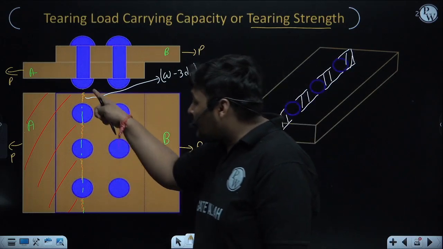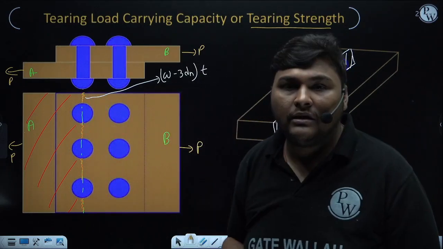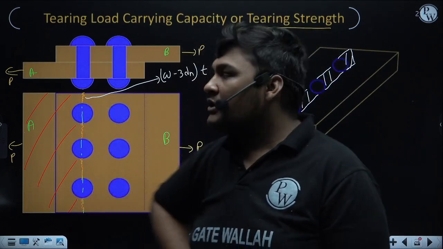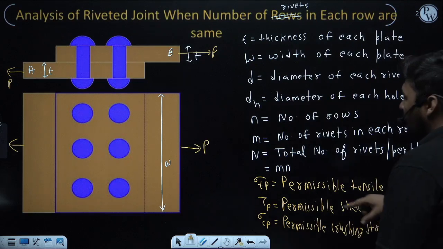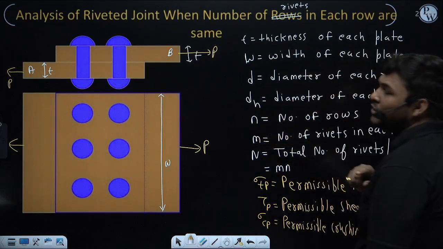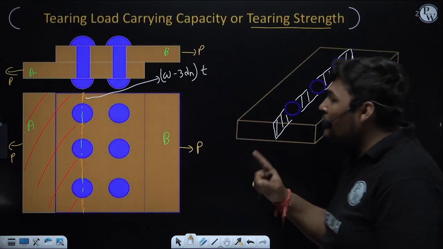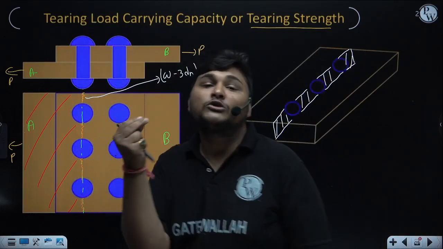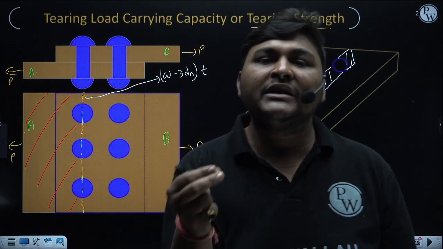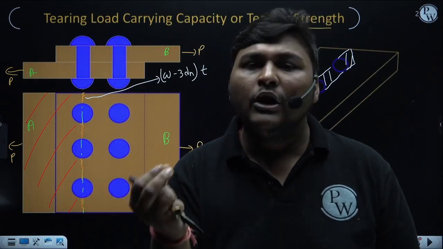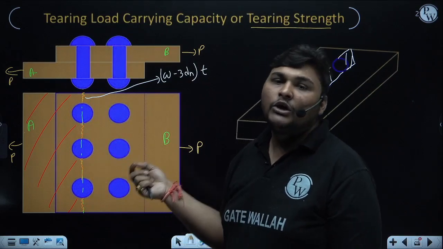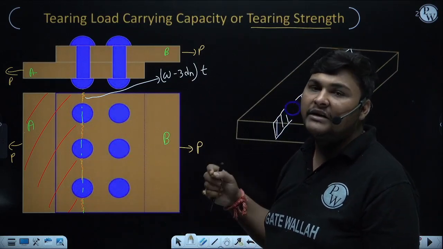Similarly, if the number of rivets in this row is small n, then the effective width will be W minus ndh into t. Right now I am denoting the number of rivets in each row as small n. So if the number of rivets in each row is the same, the number of rivets in this nearest row will also be small n. So the formula will be W minus n dh into t.